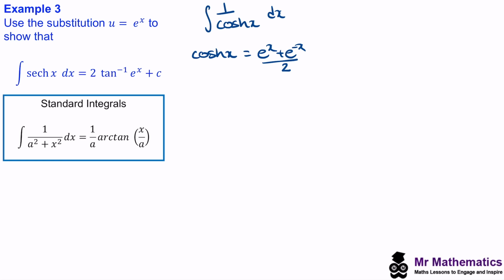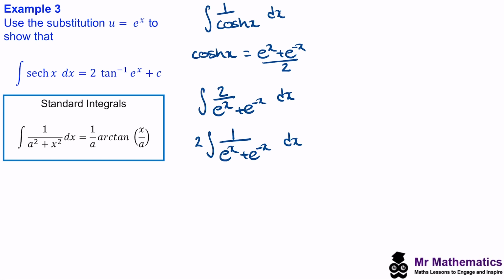And when we work out 1 divided by this, we have the integral of 2 over e to the x plus e to the minus x with respect to x. So the next thing is to move this constant of 2 out in front of our integral, and this will leave us 1 over e to the x plus e to the minus x with respect to x. Now if you look at our standard integral, we have an x term and a constant, and we can get each of these by multiplying both the numerator and denominator by e to the x.